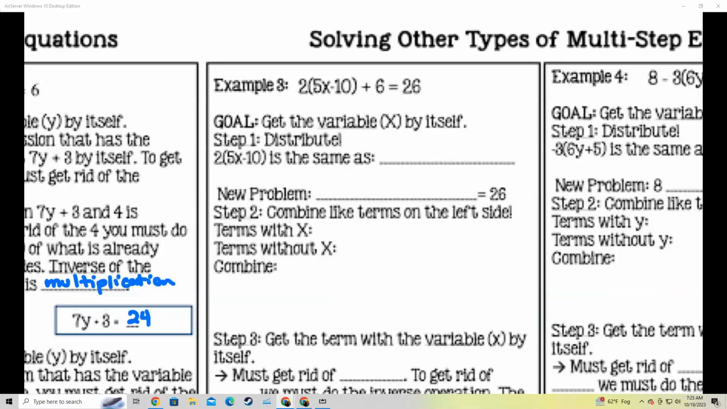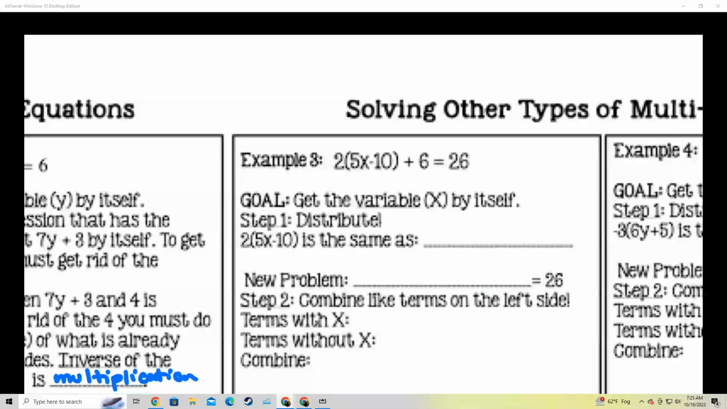So I'm going to take this 2 and I'm going to distribute it in here. 2 times 5x, that gives me a 10x. And then 2 times negative 10 is negative 20. So what I know is that 2 parentheses 5x minus 10 is the exact same thing as 10x minus 20. So instead of writing 2 parentheses 5x minus 10, my new equation is going to be 10x minus 20 plus 6 is equal to 26.